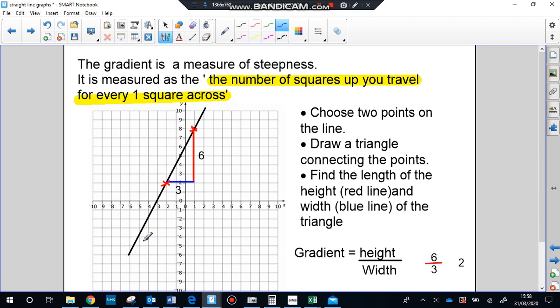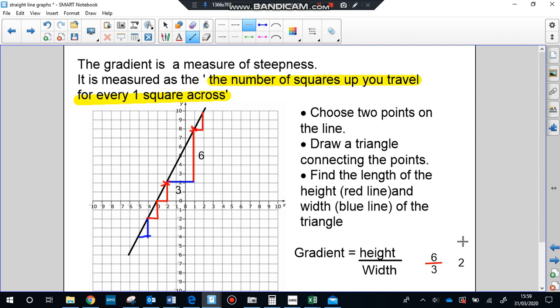So if I start here, if I go 1 square across, I've gone 1 square across. How many squares up do I travel to get to the line? Well, I go 2 squares up. If I go 1 square across, I go 2 squares up, and so on. So 1 across, 2 up, 1 across, 2 up, and 1 across, 2 up.